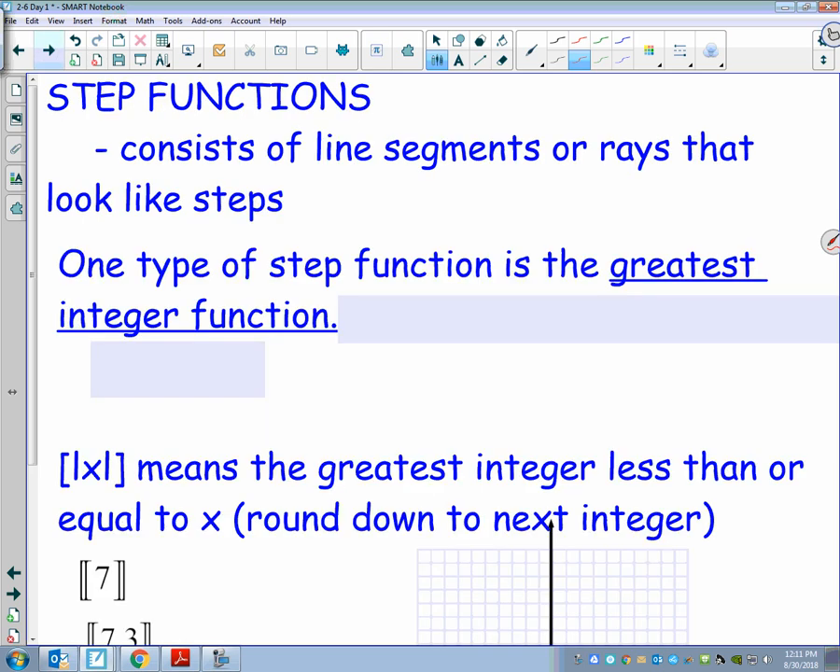Okay, step functions. A step function is a floor or a ceiling function. Those are kind of the two things that we want to talk about. It consists of line segments or rays that look like steps. One type of step function is called the greatest integer function. It's a special case, okay? And so, why won't this work?